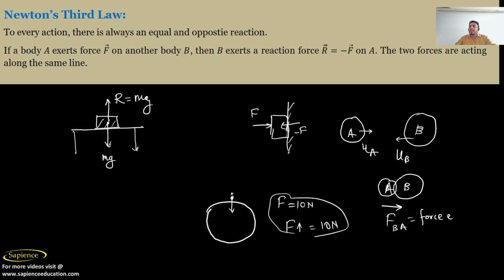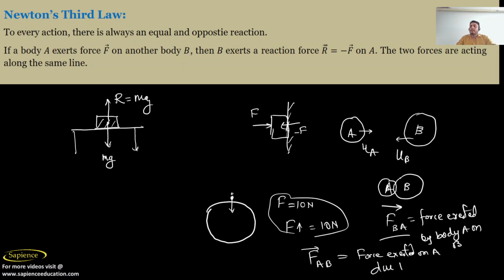This is the force exerted by body A on B. In this way you can write F AB, that is, the force exerted on A due to body B. So this is what Newton's third law states.